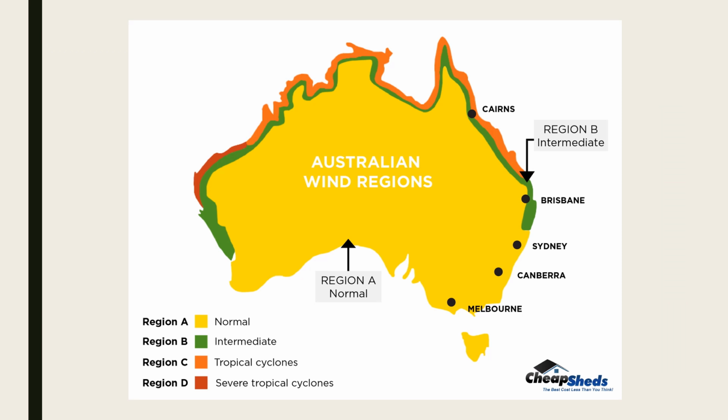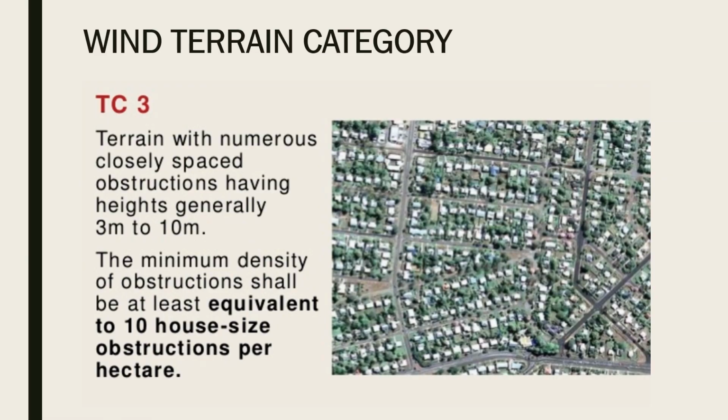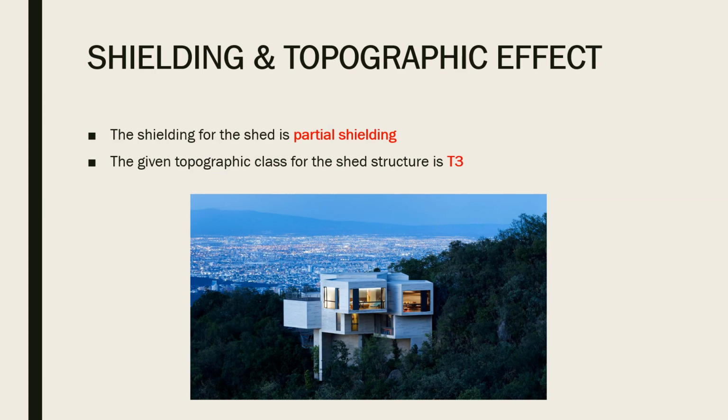Wind loads. The location of the shed structure is in Adelaide, thus making the wind region for said structure Region A. This is known as the wind region categories are given in the Australian standard for wind loads for housing. The wind terrain category for the said structure falls into Terrain Category 3, TC3. As such, the shielding for the shed structure is partial shielding.